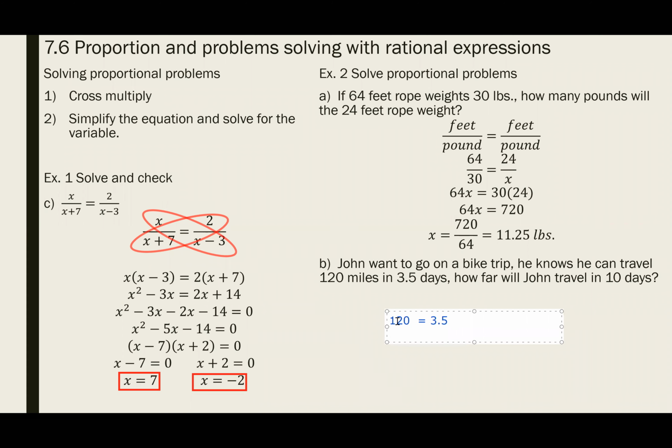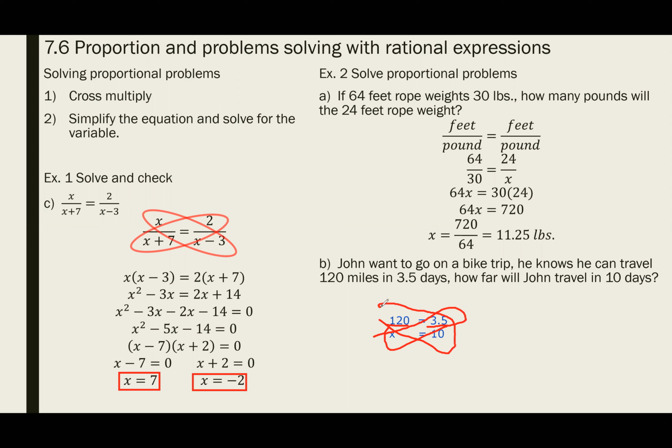Now, do we know how far he traveled? We don't know, so we put our X, but we know that he will travel 10 days. If you want to set up this way, you can. This is basically 120 over X and 3.5 over 10. And then again, you can cross multiply like this.